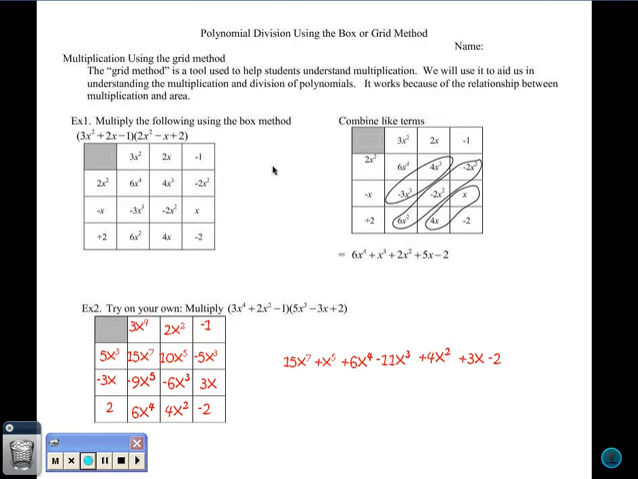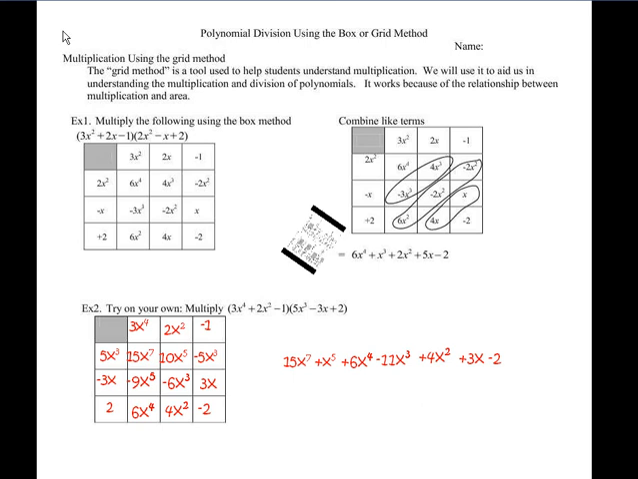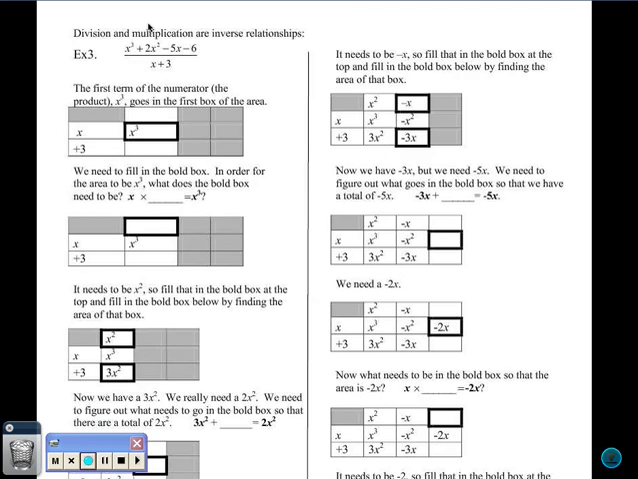So if we can multiply using this technique, it would make sense that we should also be able to divide using this technique. So let's take a look at these. Division and multiplication are inverse relationships. So if we have x cubed plus 2x squared minus 5x minus 6 divided by x plus 3, the first term of the numerator, the product, x cubed, goes in the first box, right? So we know that we're dividing it by x plus 3.